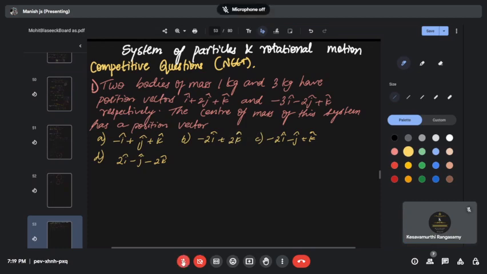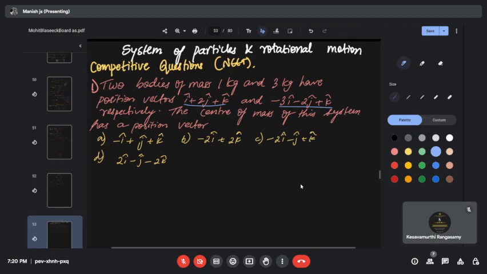So this is the first question that we have on screen. We have two bodies of mass 1 and 3 kgs. They have position vectors, as specified in the question. I'll underline them. For mass 1 kg, the first position vector, and for mass 3 kg, you have the second position vector. The center of mass of this system of both 1 and 3 kg is what they're asking.